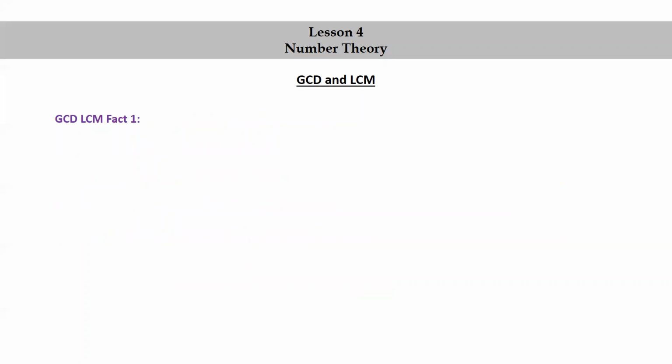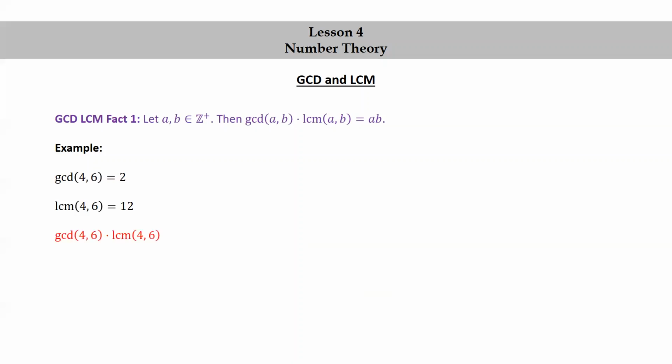GCD-LCM Fact 1. Let a and b be positive integers, then GCD(a, b) times LCM(a, b) is equal to the product a times b. Let's look at an example. The GCD of 4 and 6 is equal to 2. The LCM of 4 and 6 is equal to 12. So GCD of 4 and 6 times LCM of 4 and 6 is 2 times 12, which is 24, and that's also equal to 4 times 6.